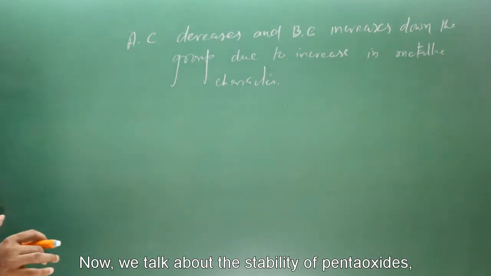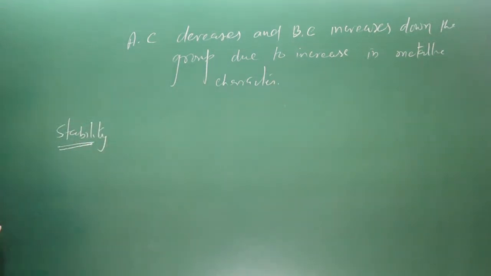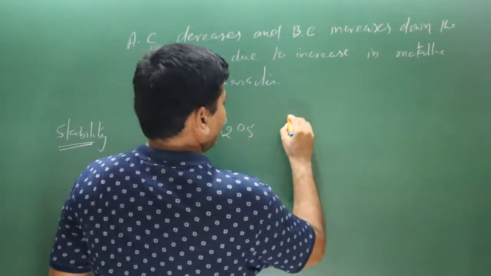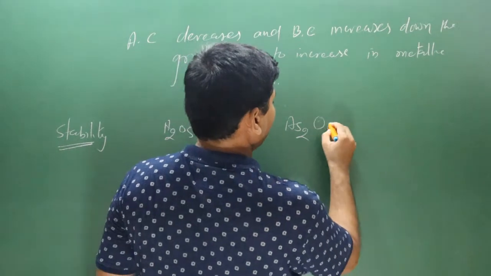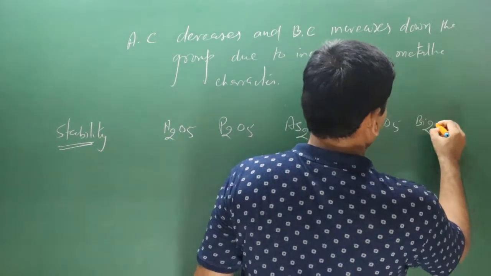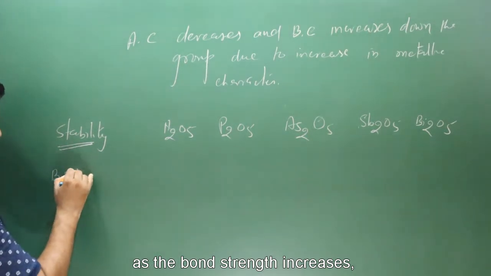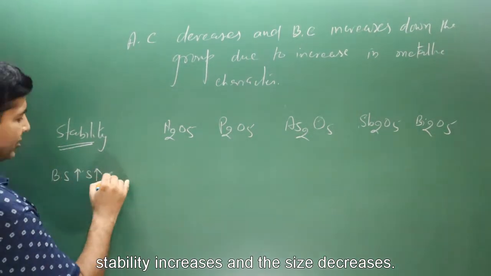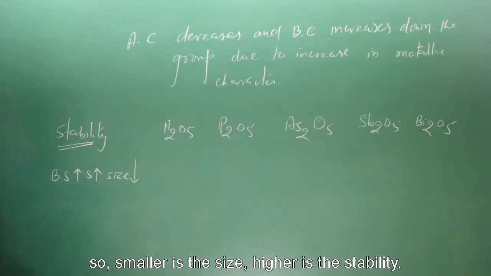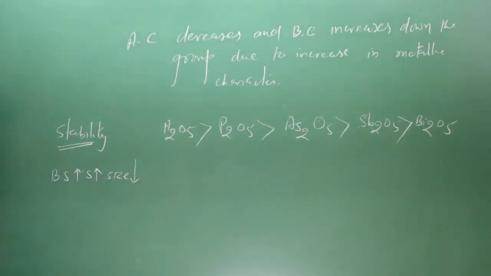Now we talk about the stability of pentoxides. We have N2O5, P2O5, As2O5, Sb2O5 and Bi2O5. About the stability, we have learned as the bond strength increases, stability increases, and size decreases. So smaller is the size, higher is the stability. Bond strength will be higher.